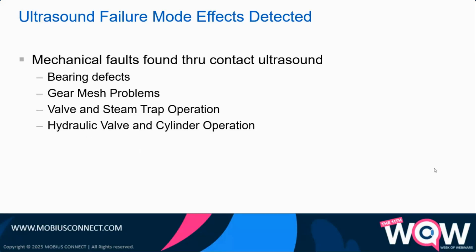Ultrasound is effective in identifying mechanical failure modes, bearing defects, gear mesh problems, the operation of valve and steam traps, as I mentioned, hydraulic valve and cylinder operation. One thing I want to point out here is that ultrasound is very effective for identifying bearing defects. The difference between ultrasound and vibration is that ultrasound cannot tell you the specific failure mode of the defect, whereas vibration can with the appropriate information. Ultrasound can only tell you that you have an elevated friction coefficient in the bearing, which translates into sound, which translates into decibels and hertz.